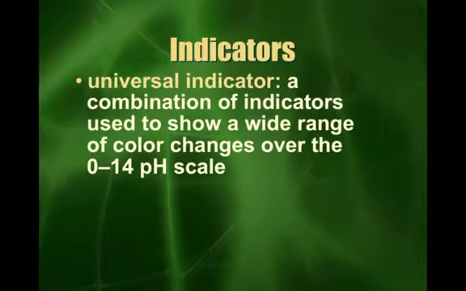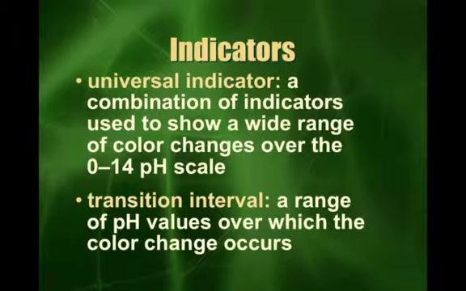All right, so let's talk about a couple of universal indicators. A universal indicator is a combination of indicators used to show a wide range of color changes over the 0 to 14 pH scale. Transition intervals are the range of pH values over which a color change occurs. So certain indicators are only certain colors. They'll tell you if it's an acid or a base, like litmus paper. It turns blue for a base and red for an acid. It doesn't change the shade of blue. It's not like Carolina blue is slightly basic and Duke blue is very basic. It doesn't do that. It's just blue or red.